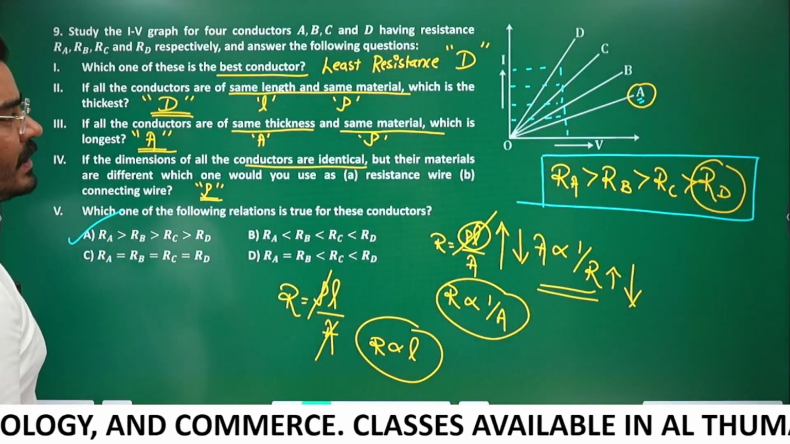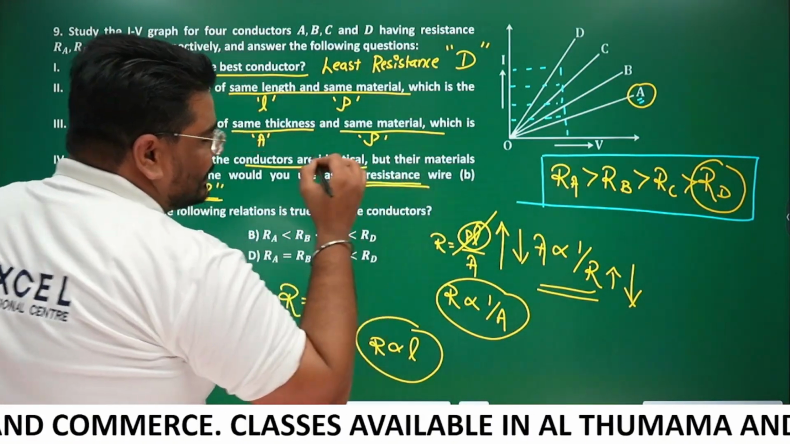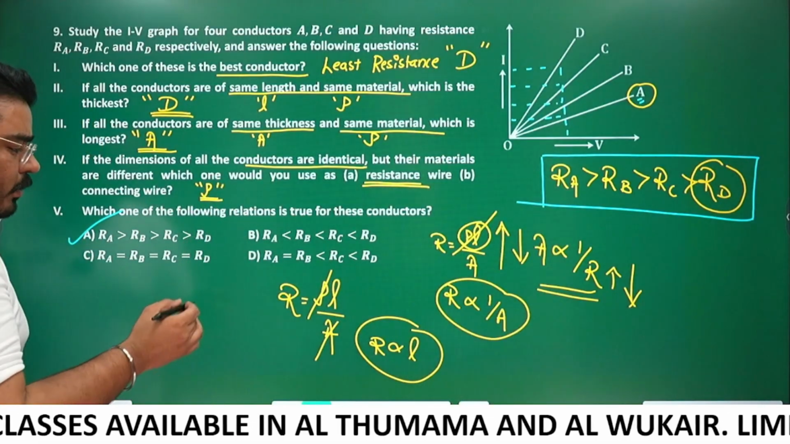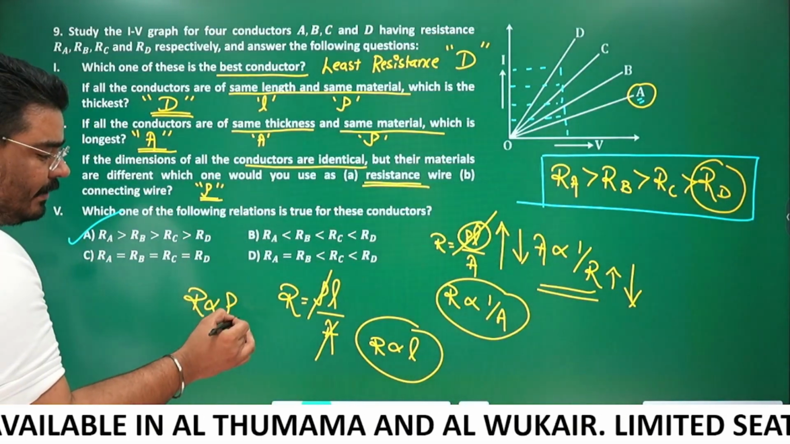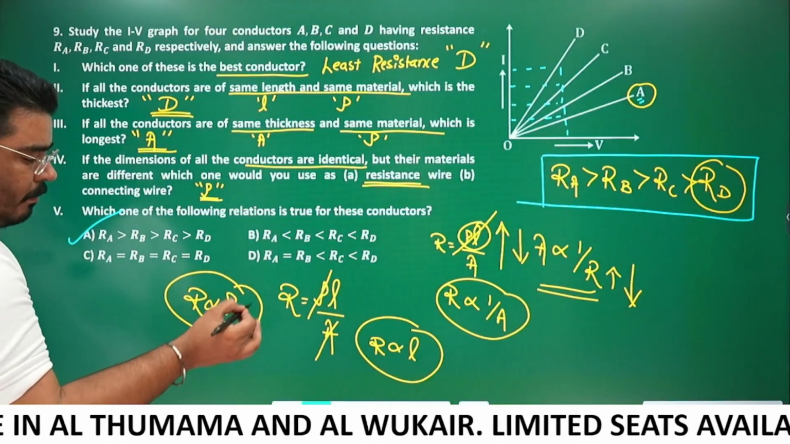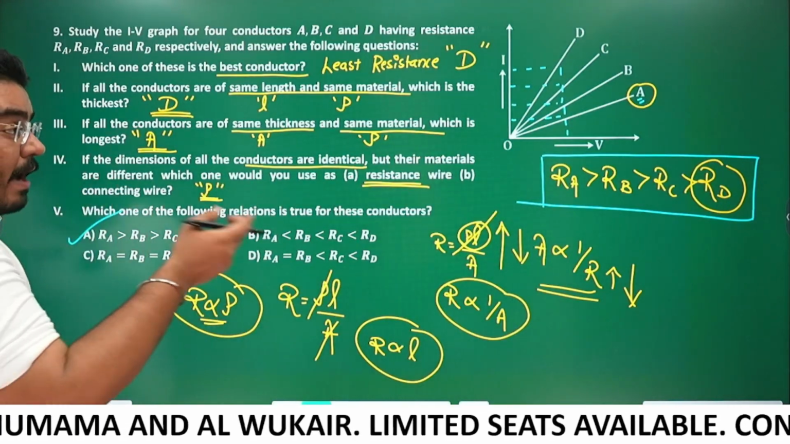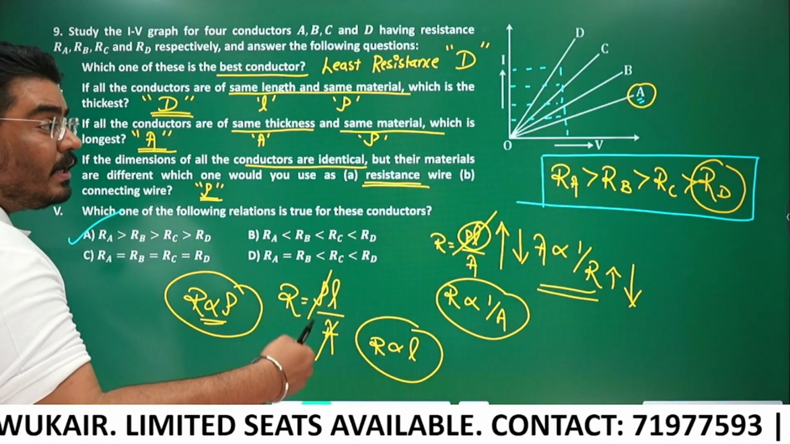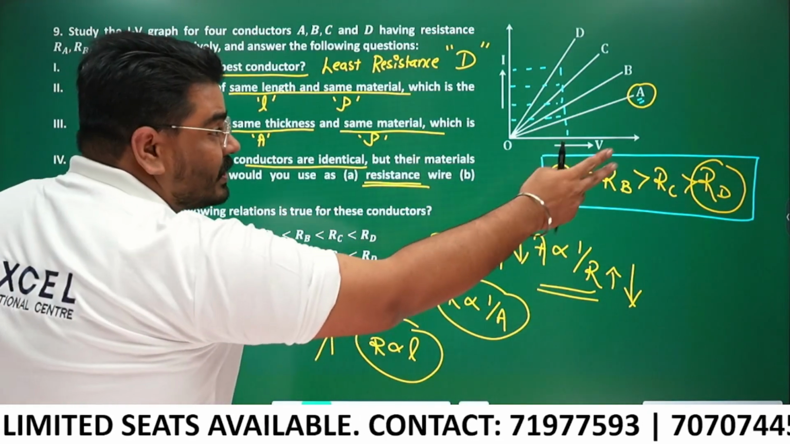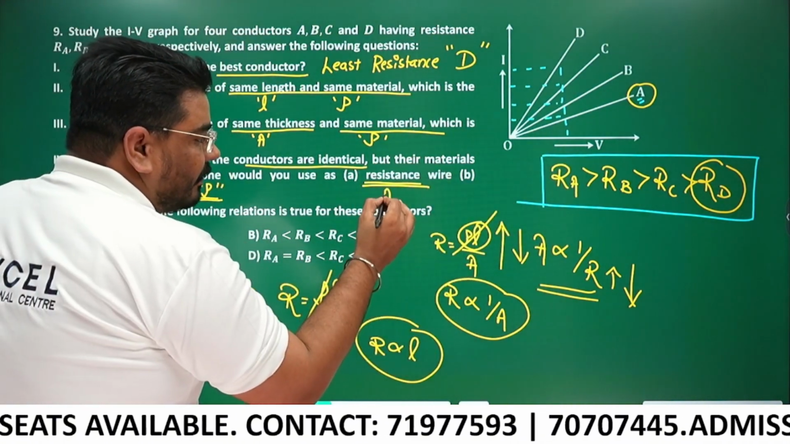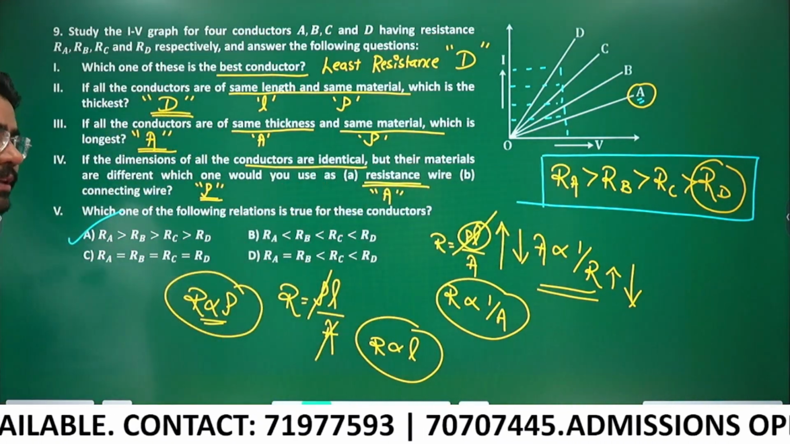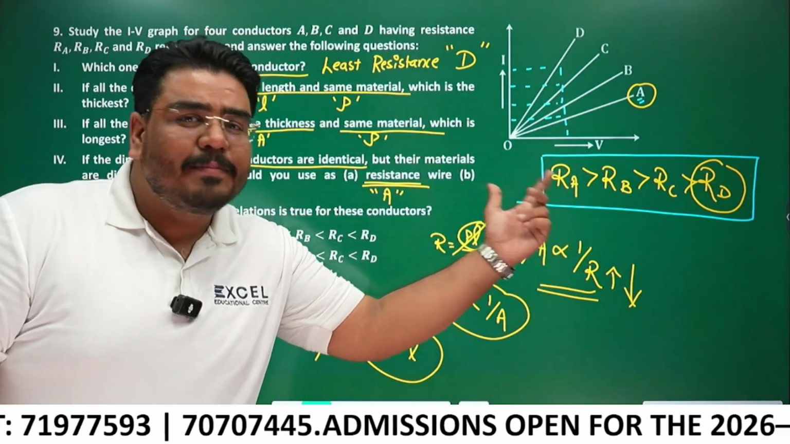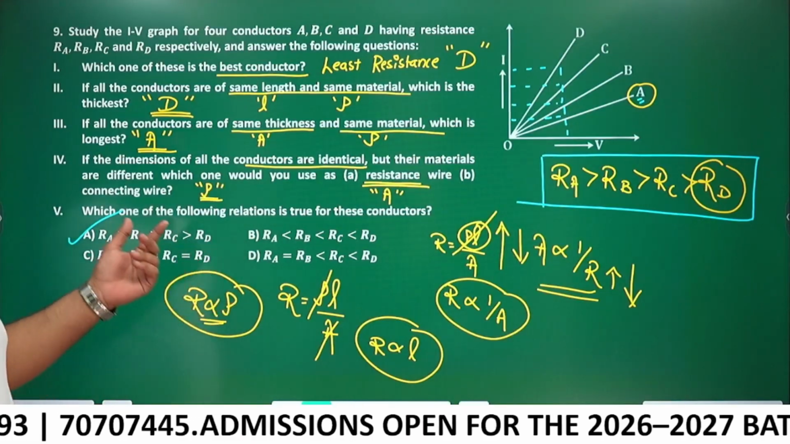Which one would you use as a resistance? Now, obviously, if you want to use something as a resistance wire, sir, first of all, I should understand that more resistivity basically means more resistance. Right? Now, I want to use something as the resistance wire, so I want more resistance. Which one is having the most resistance out of this? A. If I have to use something as a resistance wire, I would like to use A that has the maximum resistance.